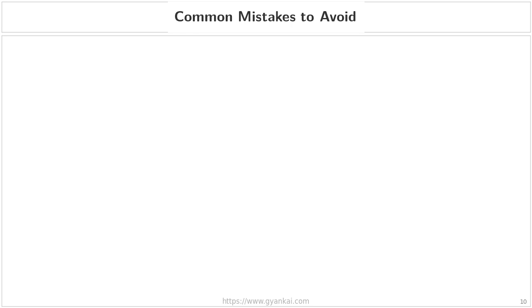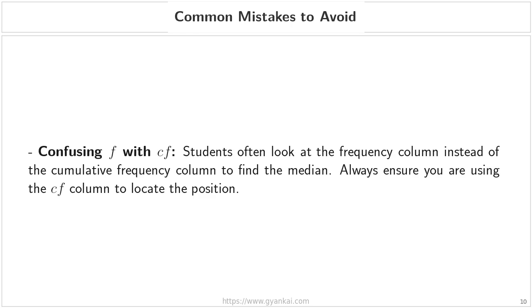Common mistakes to avoid. First, a very common mistake is confusing the frequency, which we call f, with the cumulative frequency, which we call CF. When you are looking for the median, your eyes might instinctively jump to the frequency column, the number of times a specific value occurs. However, as we saw in our example with the books, the frequency column alone won't tell you where the middle of the data set lies. You must always ensure you are looking at the cumulative frequency column to locate the correct position.